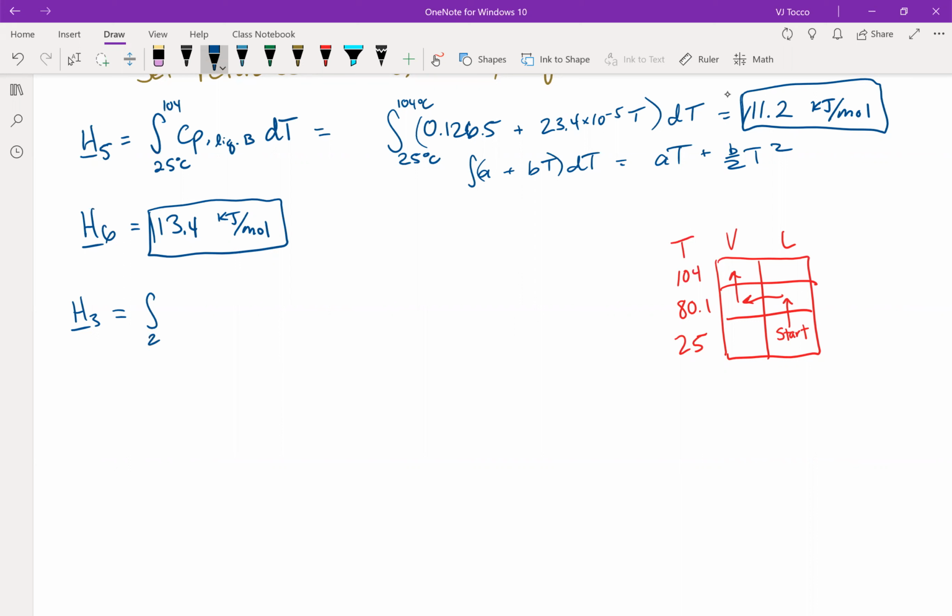I've got the integral from 25 C to 80.1 C, which is again the normal boiling point of benzene, CP vapor benzene. So CP for a vapor is different than CP for a liquid, and in that table that I referenced in the appendix, you can find both. I then have to add the enthalpy of vaporization for benzene, and that is something that should be in the textbook as well.